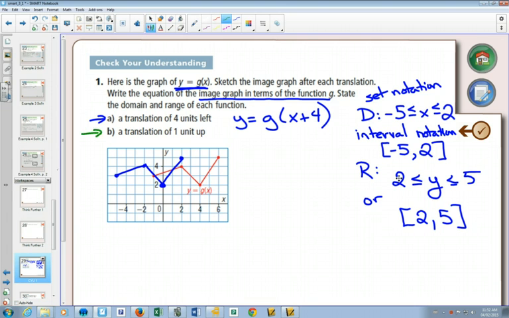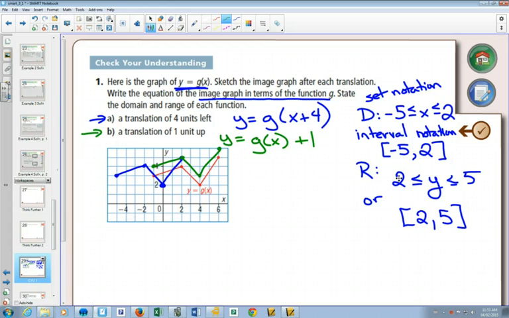Now for the second one, a translation of 1 unit up. Again, I'll take each of the points and just shift them up 1 unit and draw my graph. When writing that equation in terms of x, we have to ask ourselves, okay, it moved up and down. That affects the y coordinate. So that's whether it's going to be inside the function or outside of the function. It's going to be outside of the function, and it will just be a +1 outside of the function.